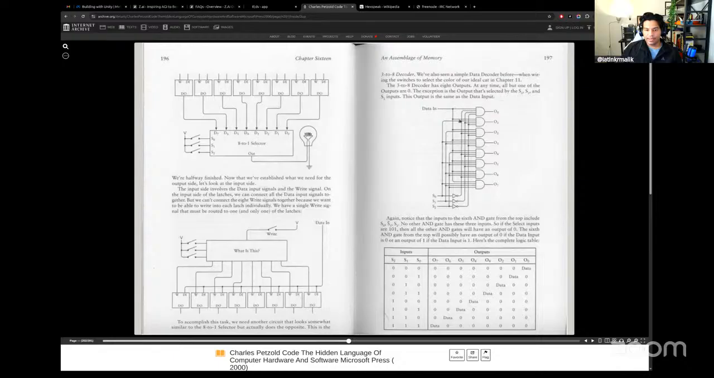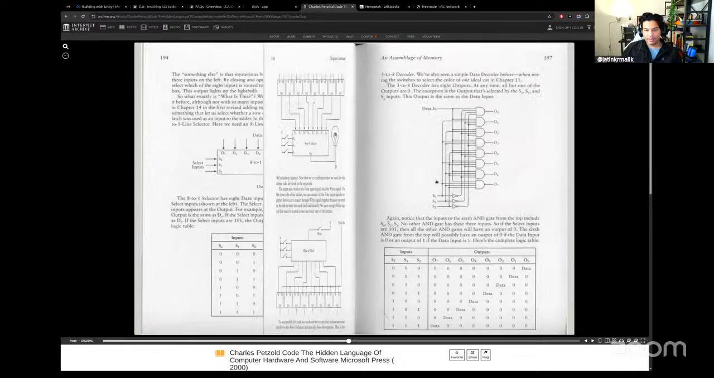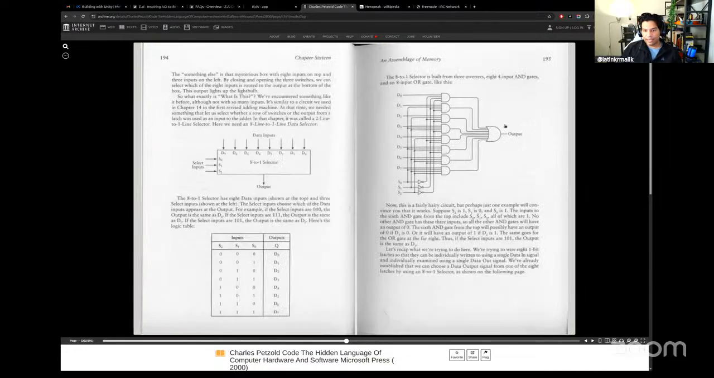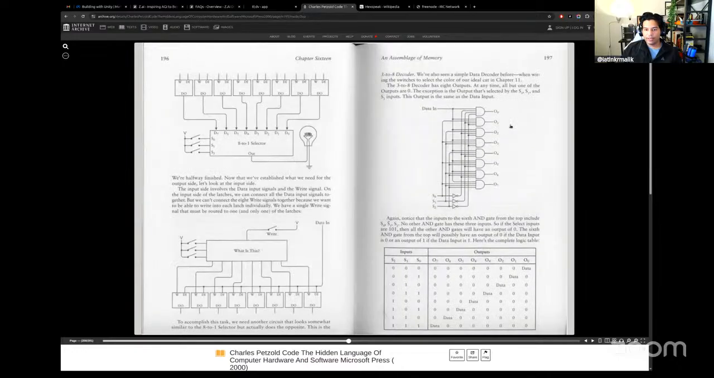So here we have a data in going on, and this is exactly similar to the circuit that we had here. And the difference here is that we are not converting it back to just one output, and we are keeping this output as 8 bits, which is basically to signal where we should send the write and where we should not send the write. So again, notice that the input to the 6th AND gate from the top includes S0, S bar 1, and S2. And no other AND gate has these 3 inputs. So all of them have different inputs, the combination of these inputs that is going there.